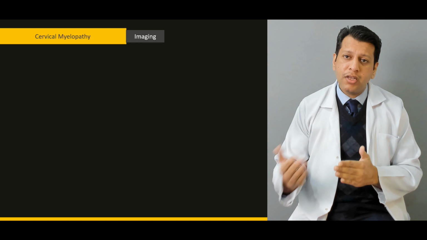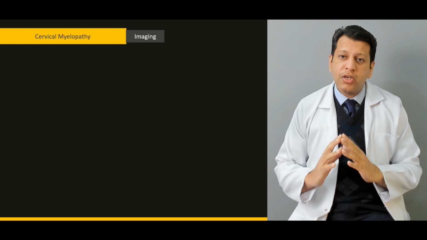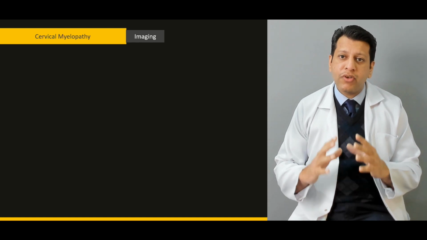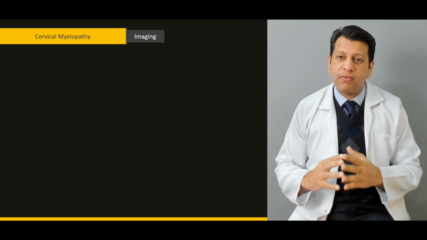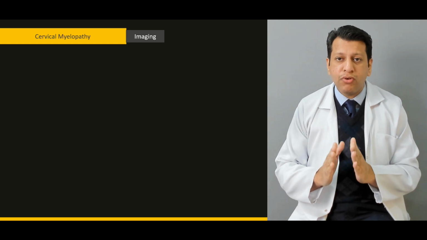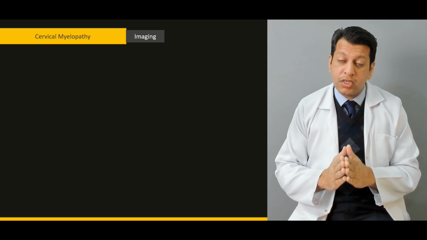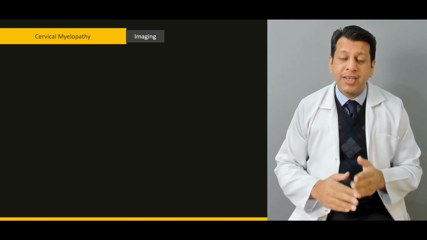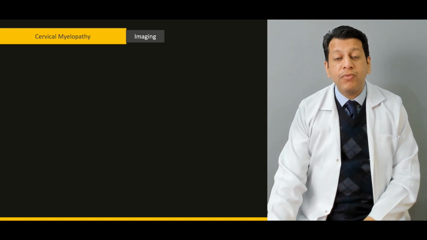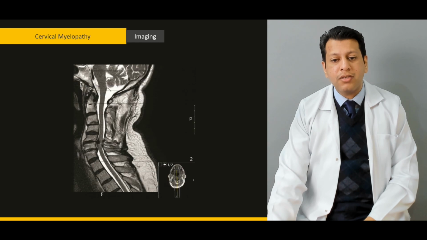But usually on the oblique view, you need to make sure that there is no facet joint degeneration, and usually the best view to assess facet joint degeneration is actually the oblique view. Then we have to get the flexion and extension views, and these are actually done to look at the listhesis.